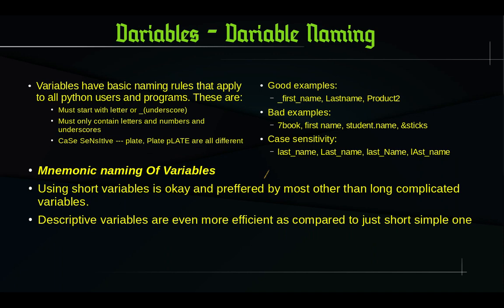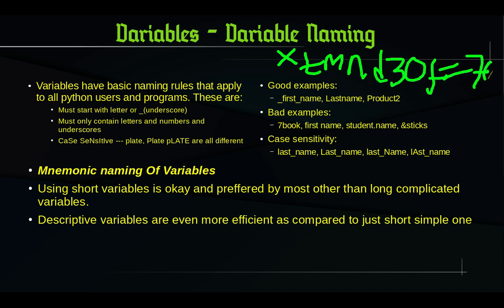And then the last thing I'll look at here is what we call the mnemonic naming of variables, and this is where we talk about giving efficient names to our variables. Because let's say someone might come and say x t m n d 30 f is equal to 700. Even if you look at this, I don't know if it makes sense. It doesn't make sense to me. If somebody comes and says b is equal to 700, you'll be like, okay, there's something called b and we're equating it to 700.